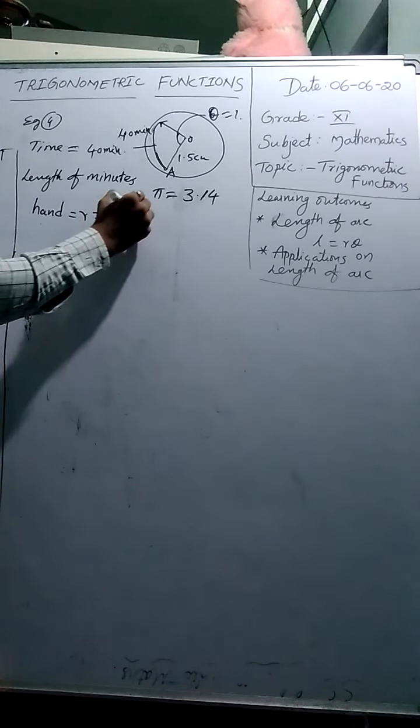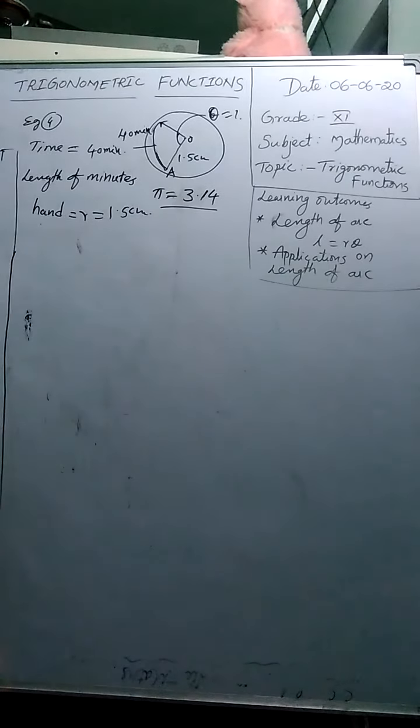So according to the given problem, the time period completed by the minute hand is 40 minutes, and the length of the minute hand is nothing but the radius, which is equal to 1.5 centimeters. The value of pi is 3.14.